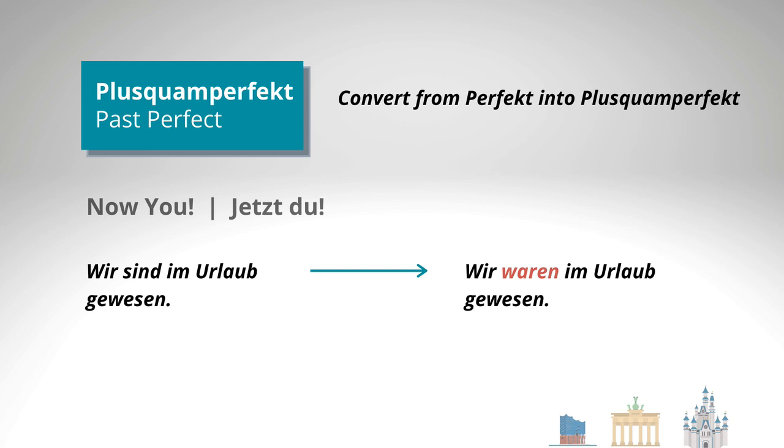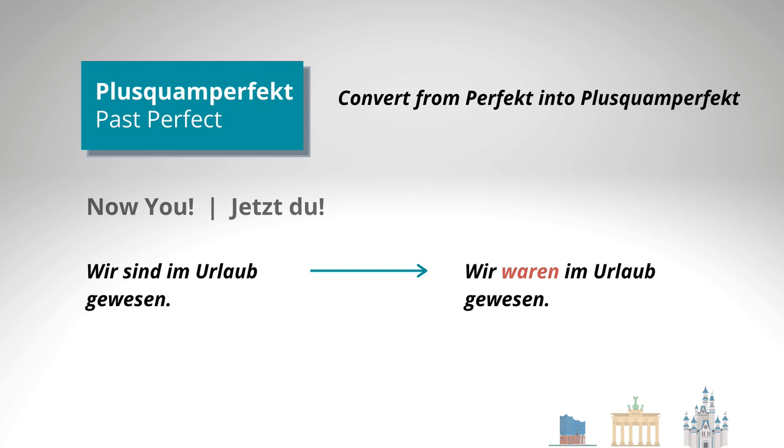Very good. What you can also see in this sentence is that both in the perfect and the Plusquamperfekt, the Hilfsverb, in this case sein, occupies the second position, so the position of the normal verb, and the Partizip 2, in this case gewesen, is at the end of the sentence. That's a difference to English. In English, we would say we have been or had been on vacation, so on vacation would be at the end. In German it's different. Here the Partizip 2, gewesen, is at the end. Keep that in mind in our next exercise.